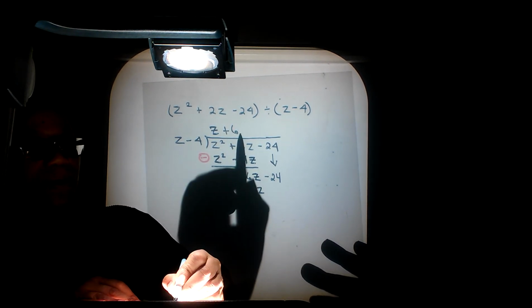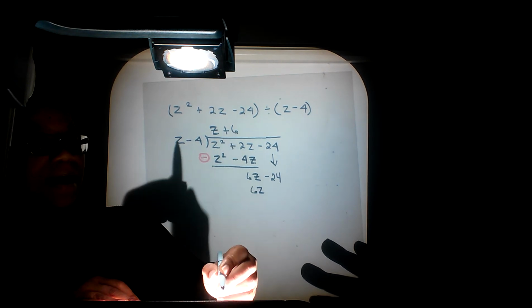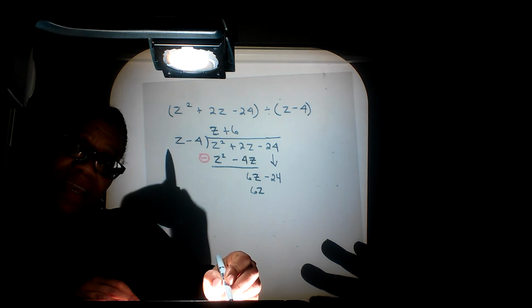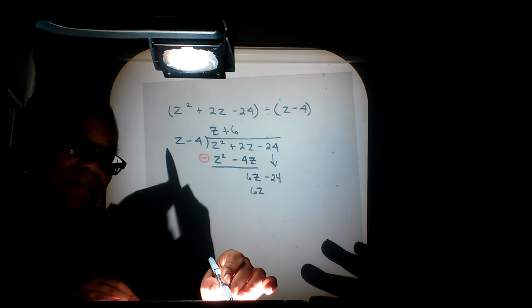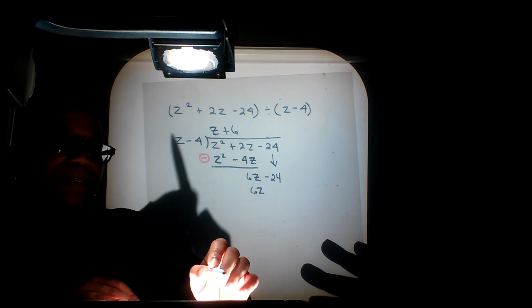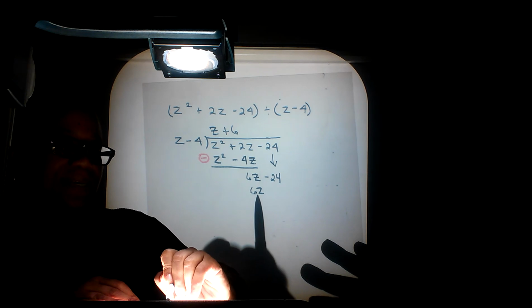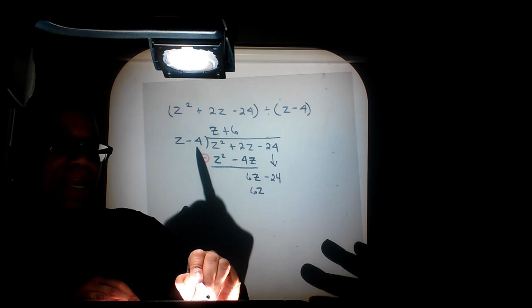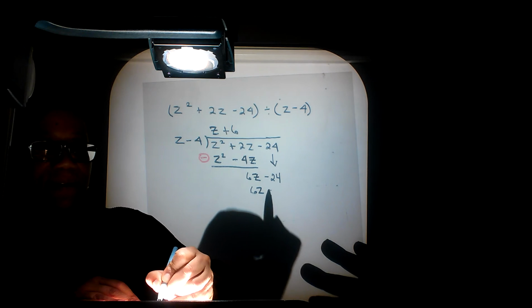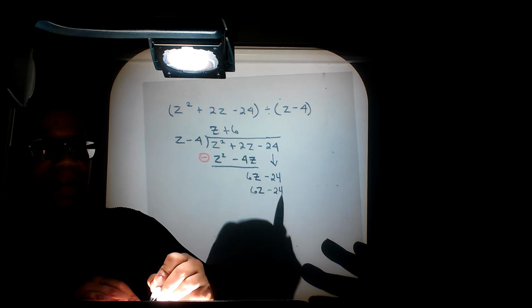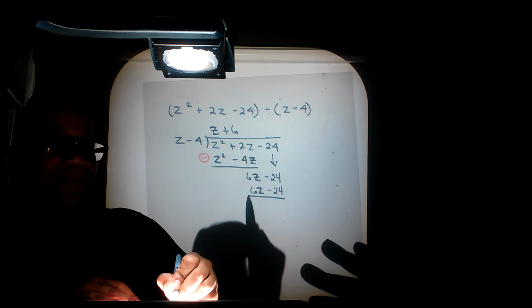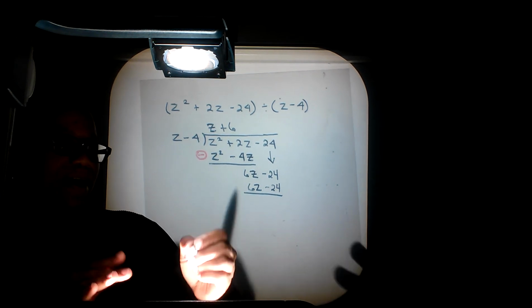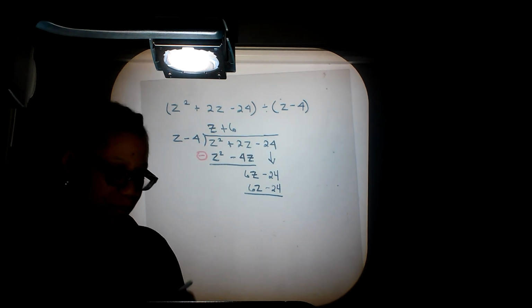And what did I say about what goes on the top here? Do you remember? I have to multiply it times everything. Okay? Whatever's on the top is multiplied by everything on the side. Okay? Remember that. So 6 times z gives me 6z. 6 times negative 4 gives me a negative 24. Now I'm going to do what? What do you think? Simplify. I'm going to subtract.